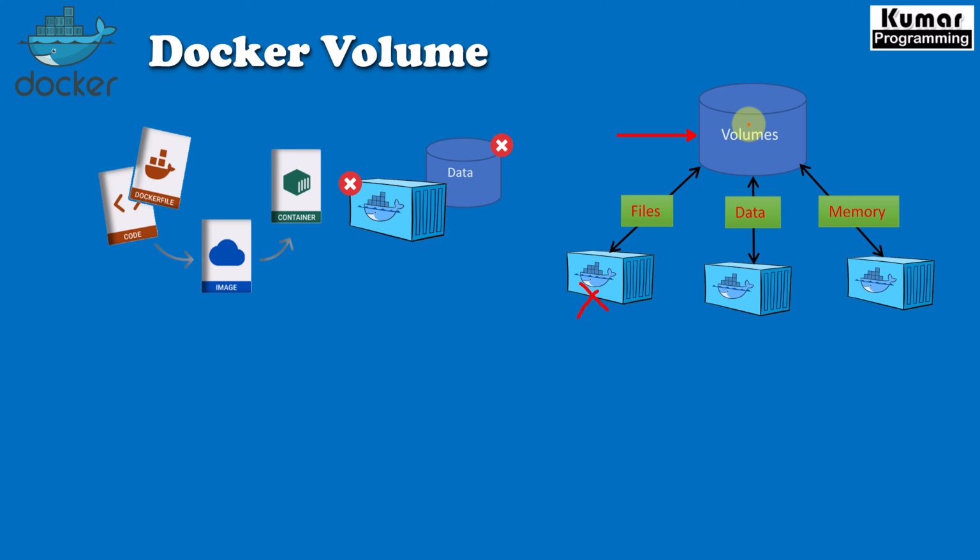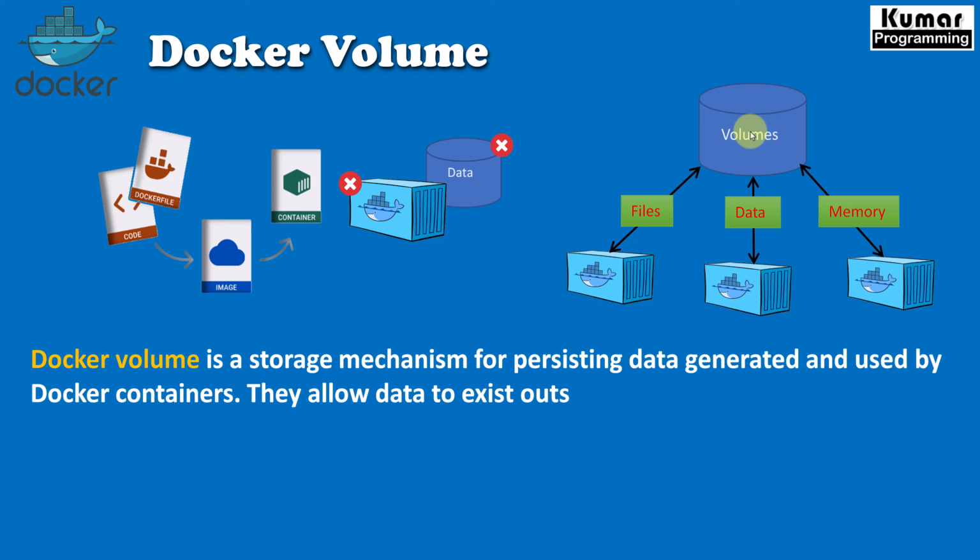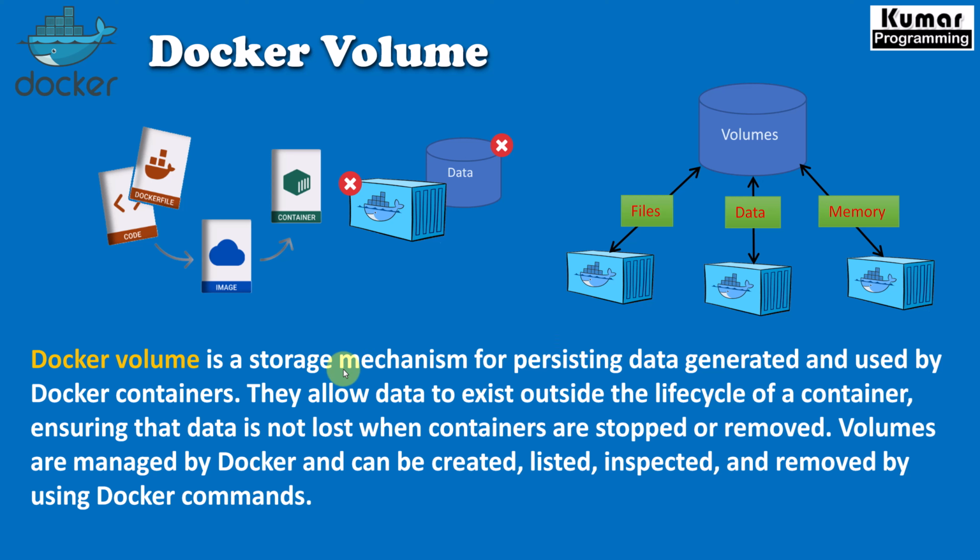Now let's see what is the definition of this Docker volume, so it would be very easy to understand now. Docker volume is a storage mechanism for persisting data generated and used by Docker containers. They allow data to exist outside the life cycle of a container, ensuring that data is not lost when containers are stopped or removed, right? And volumes are managed by Docker and can be created, listed, inspected, and removed by using Docker commands. So it's quite easy, isn't it?